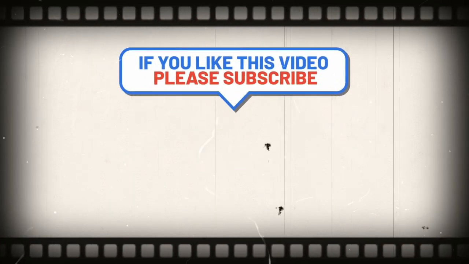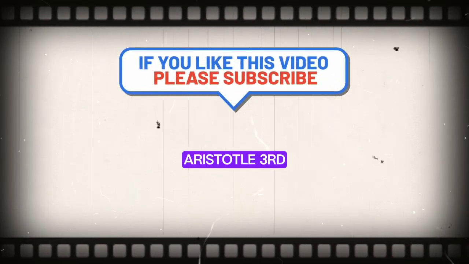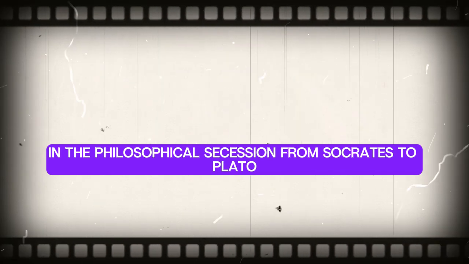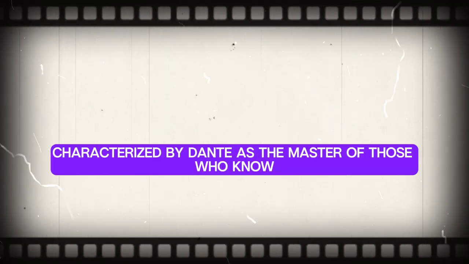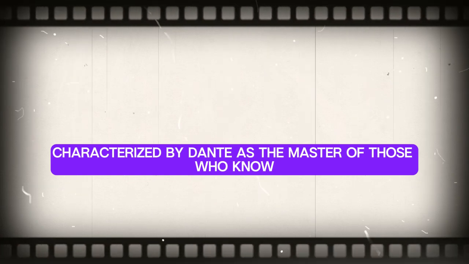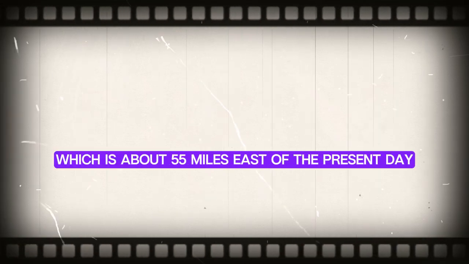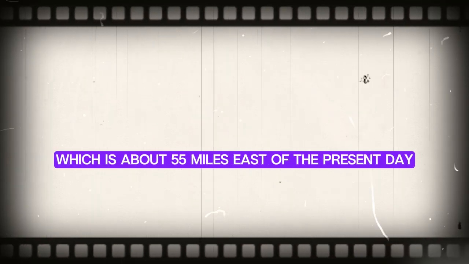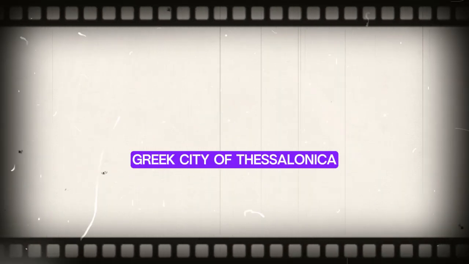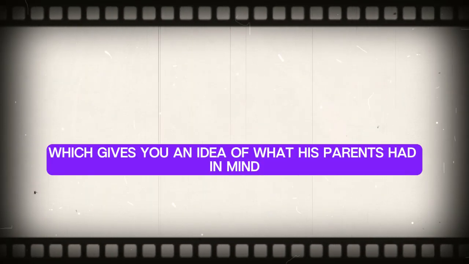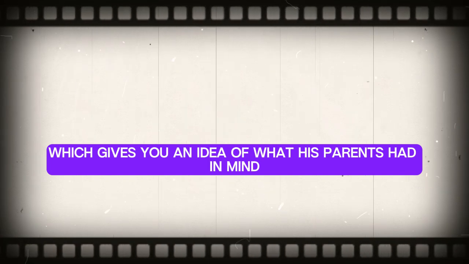Aristotle. Aristotle, third in the philosophical succession from Socrates to Plato, characterized by Dante as the master of those who know, was born in 384 BC in Stagira Chalcide, which is about 55 miles east of the present-day Greek city of Thessalonica. His name supposedly means highest purpose, which gives you an idea of what his parents had in mind for him.